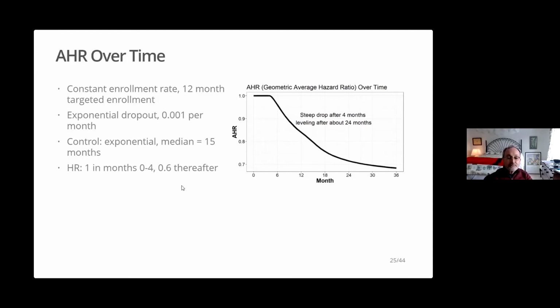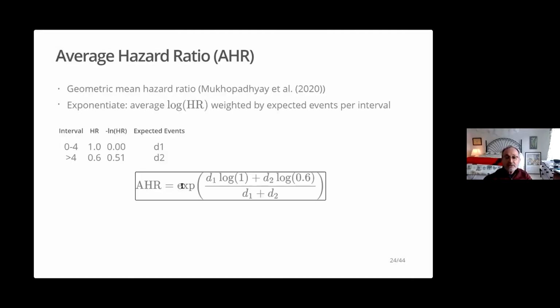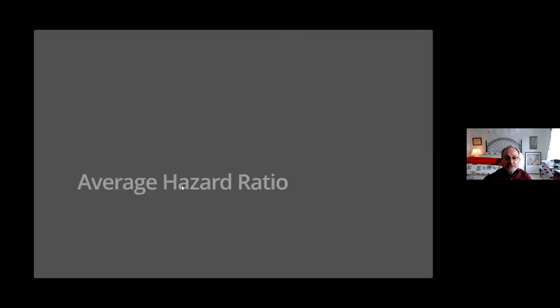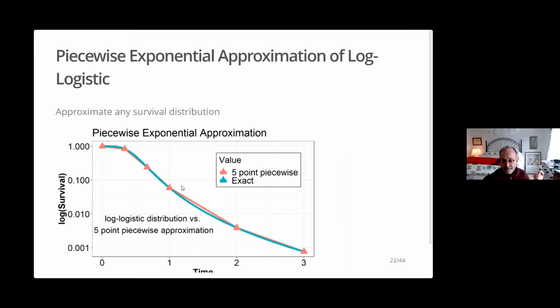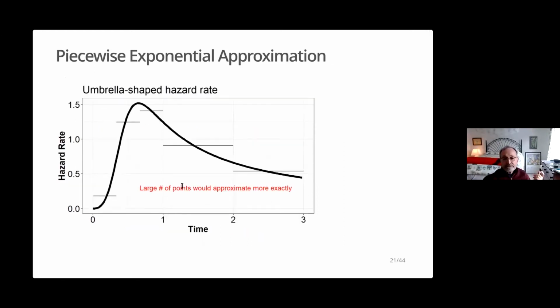Okay, so one question from LJ is, for piecewise exponential, how do we choose the cutoff values? Oh, well, this is just generally what I do. Let me go back here.